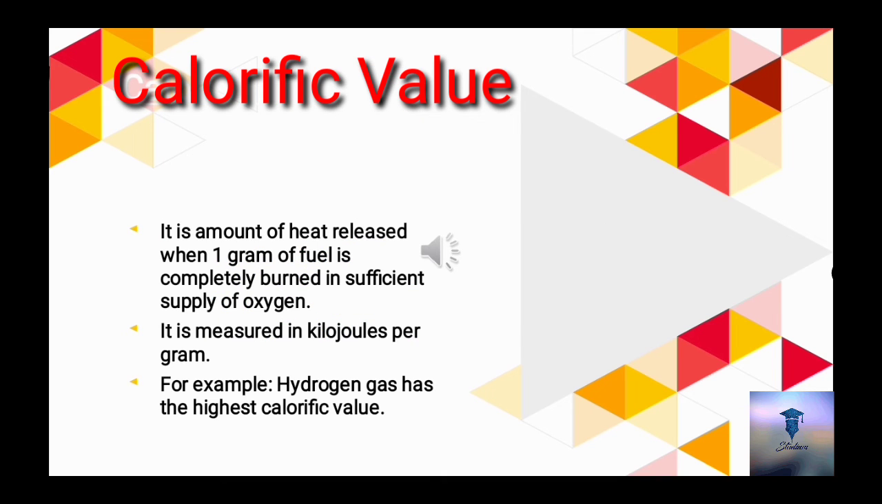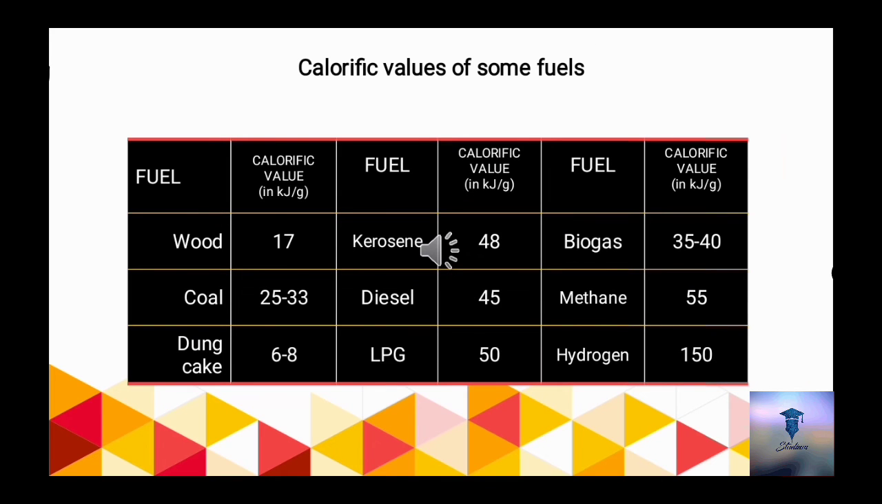Now here we will talk about calorific value. It is the amount of heat released when 1 gram of fuel is completely burned in sufficient supply of oxygen. It is measured in kilojoules per gram. For example, hydrogen gas has the highest calorific value. Here is a table about the calorific values of some fuels. So let's discuss.